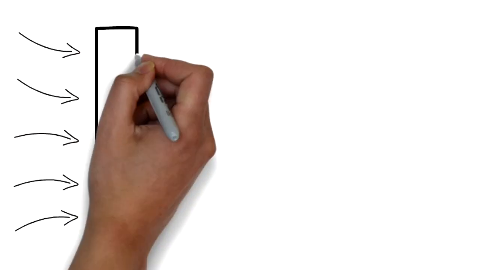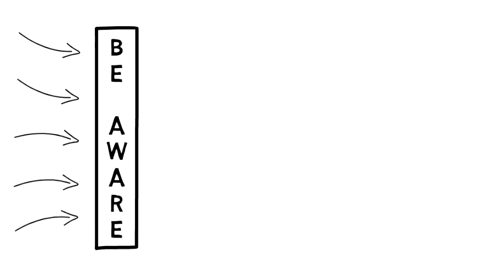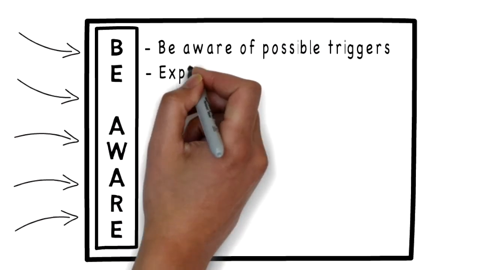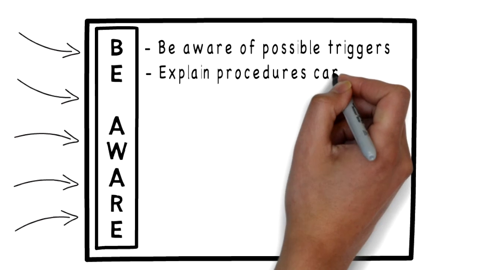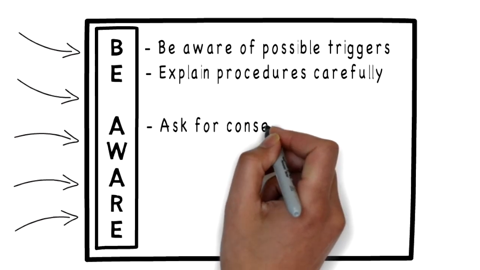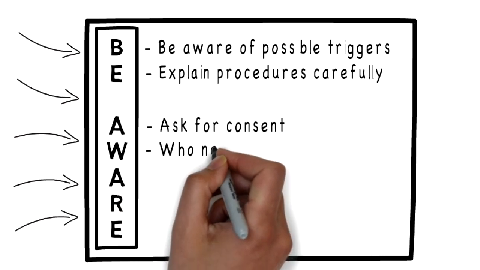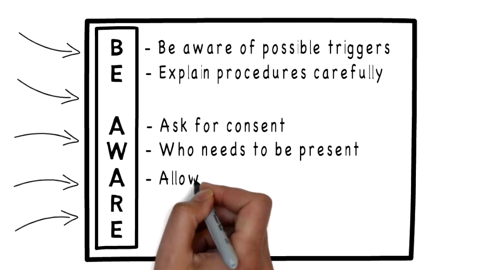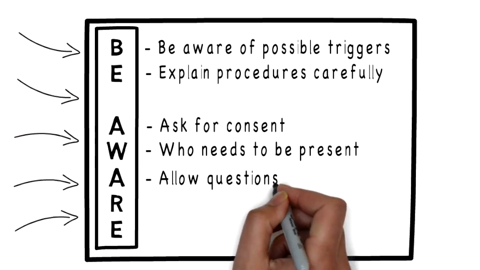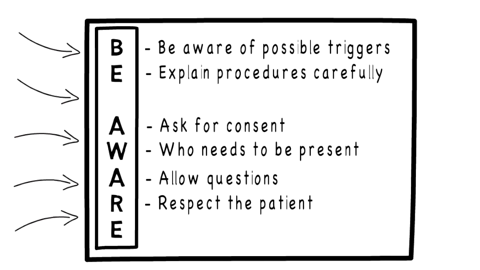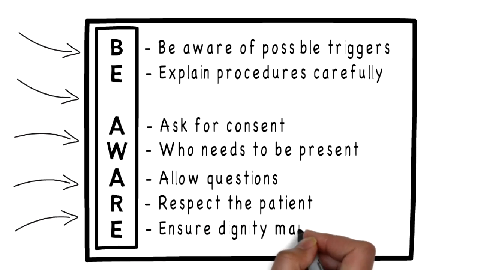One acronym that reviews what we've talked about is Be Aware. Be aware of possible triggers for a patient, explain procedures carefully using appropriate language, ask for consent prior to touching and at every stage of the exam or procedure, making sure they know they can stop at any time. Who might need to be present to support the patient, especially for intimate exams or procedures. Allow patients and families to ask questions. Respect the patient's cultural diversity, sexual orientation, gender identity, as well as any physical or intellectual differences. Ensure that patient's dignity is maintained throughout the interaction.